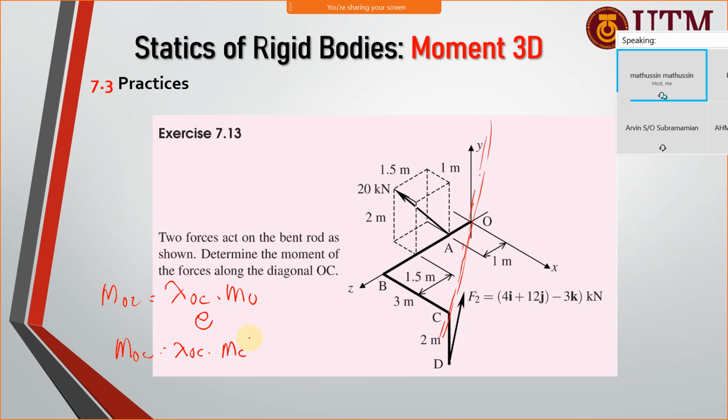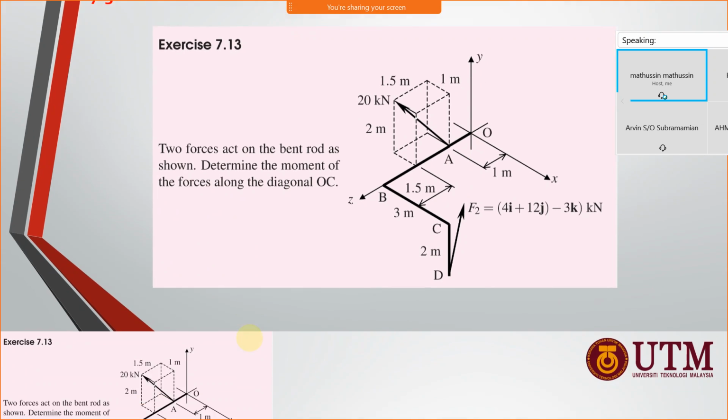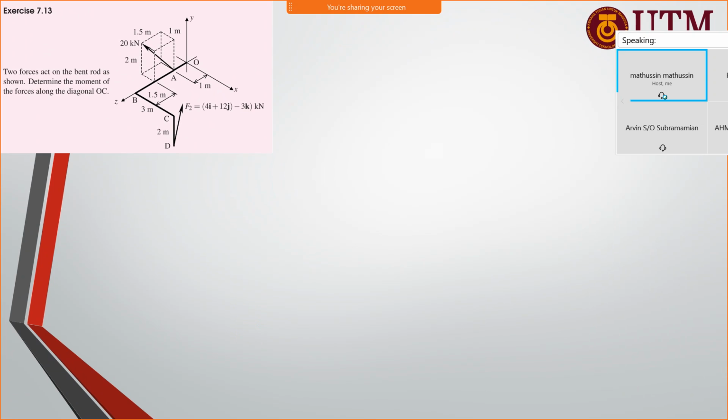So kalau tengok dekat sini yang mana lagi senang? Ambil MO ataupun MC? From O. Okay, O lah kan, senang nak tengok. So let's say kita ambil from point O. So what is our equation? What is our step? So M_OC sama dengan lambda OC dot with MO.